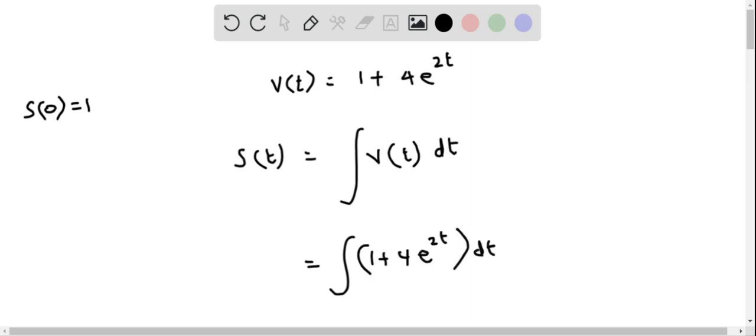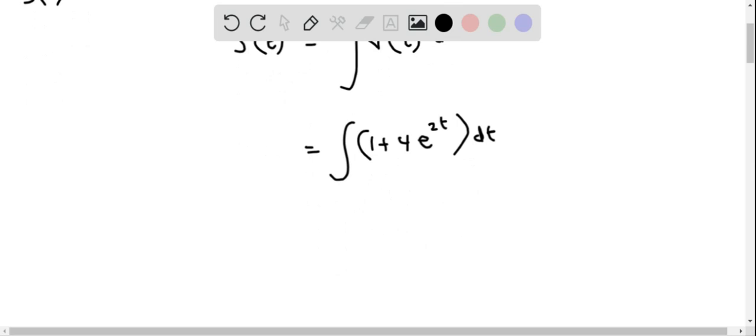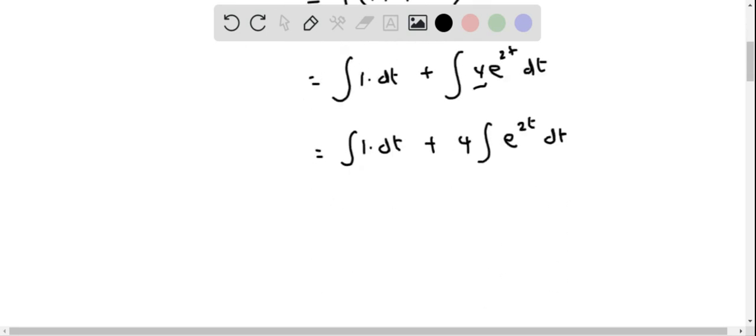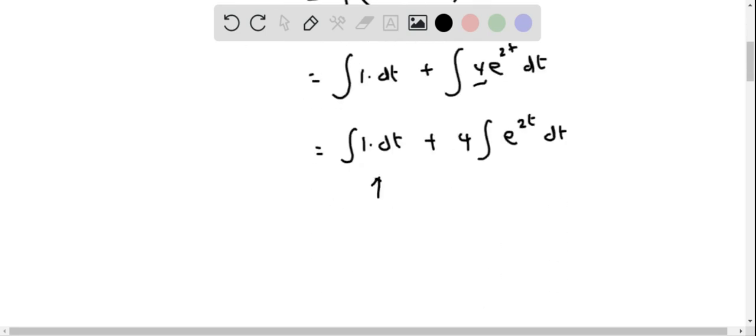dt. Now this can be split into two integrals as integral of 1 dt plus integral of 4 e power 2t dt. We can simplify this further. This is integral of 1 dt plus we can factor the constant 4 out of the integral. So it becomes 4 times integral of e power 2t dt. Now the antiderivative of 1 dt is basically t.